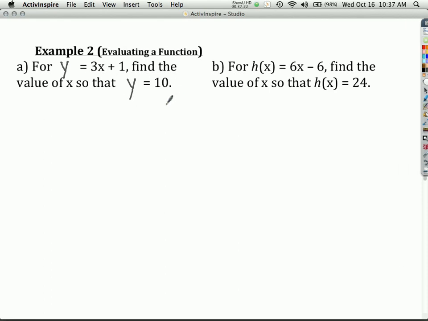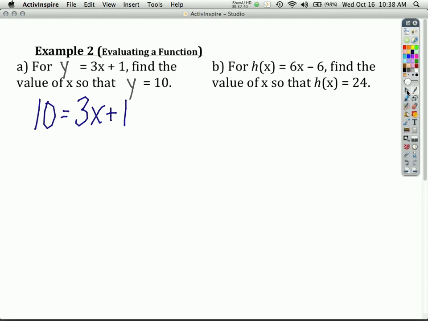Right? That's all. So we're going to put 10 equals 3x plus 1, and now solve this equation. In fact, you don't even have to solve it. You can do it mentally. Solve this equation for x. But now I want to put back the original way it was written, so give me a second.